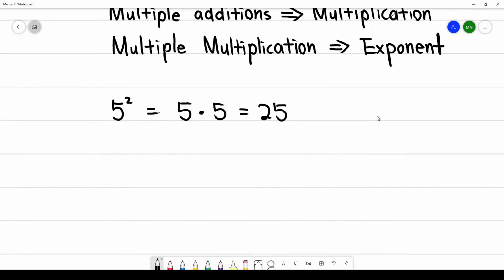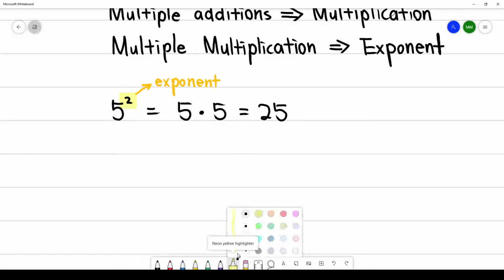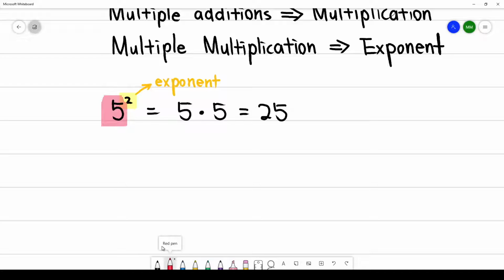So then, with this, we actually give some kind of name to this here. For example, this here is actually called the exponent. So that's what it is. And then the 5 over here, like this number at the bottom, this here is called the base actually.